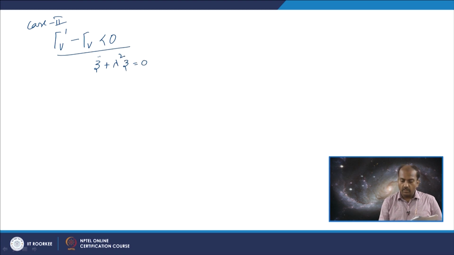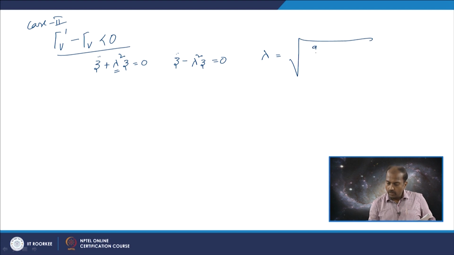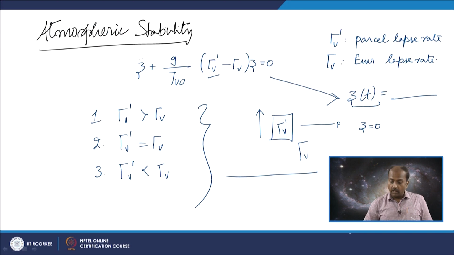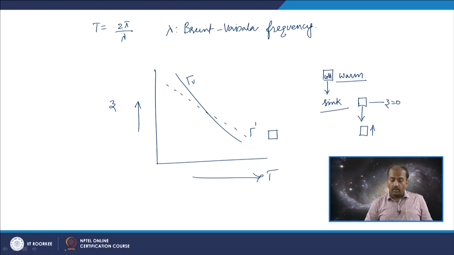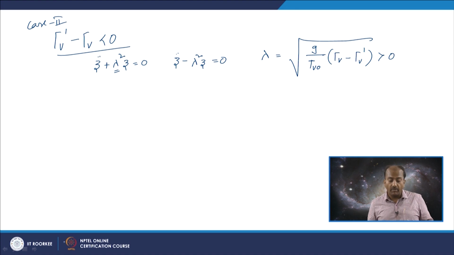Now, since this is the case, we should write the equation as z double prime minus lambda square z is equal to 0, where lambda is equal to square root of g by Tv0 times gamma v minus gamma v prime, which is greater than 0. So, you should observe the order in which I have written gamma v and gamma v prime. Earlier it was gamma v prime minus gamma v. Since gamma v is now greater than gamma v prime, I have written gamma v minus gamma v prime, right.